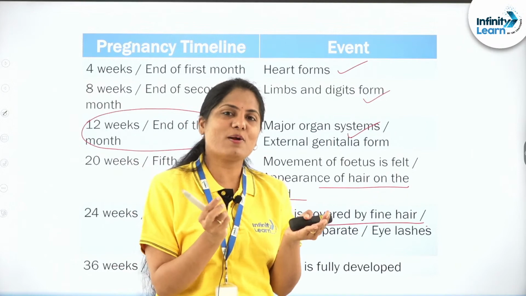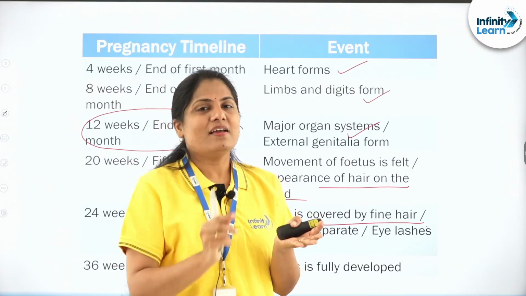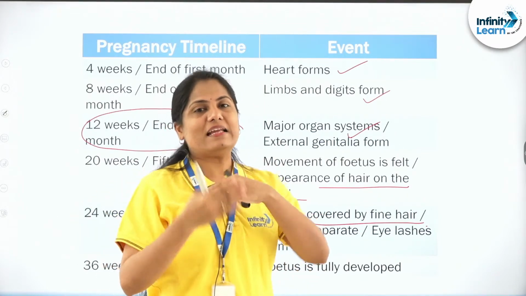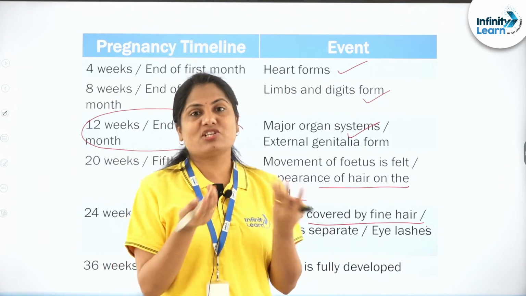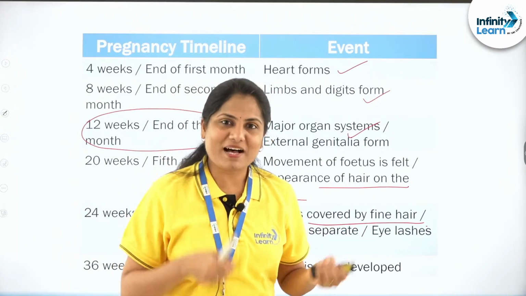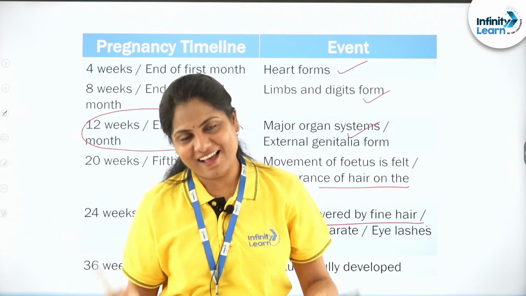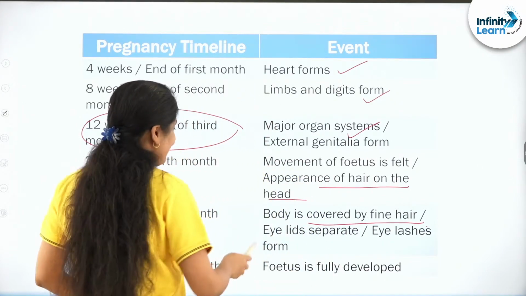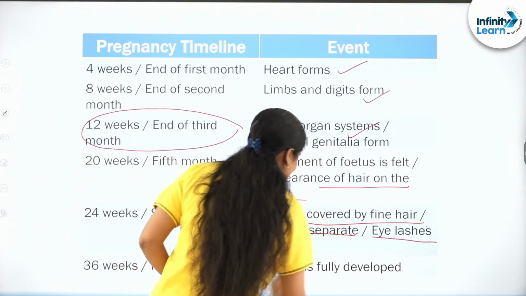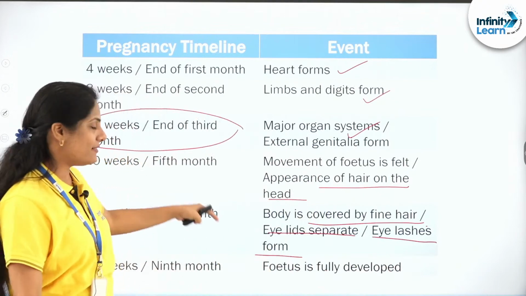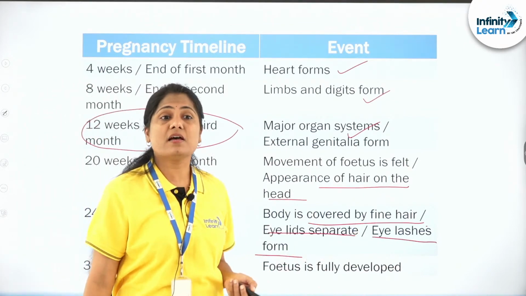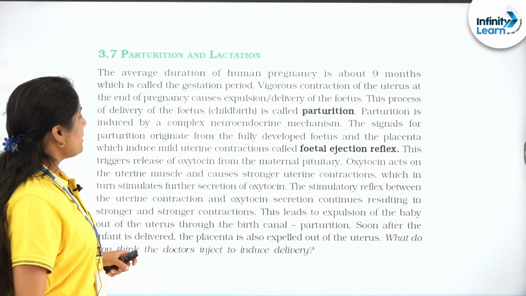Just look at the newborn baby. You will see that fine hair present all over the body. Later, of course, it's shed off. Especially the way Indian moms give the bath to the child, the hair has to come off, right? And eyelids separate, eyelashes form, and at the 9th month, a fetus is fully formed, right?